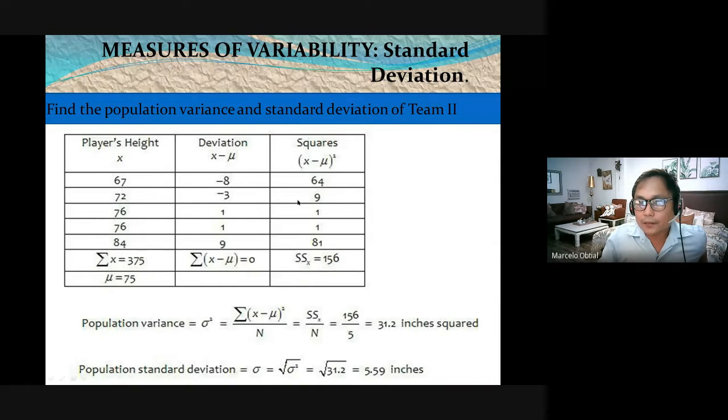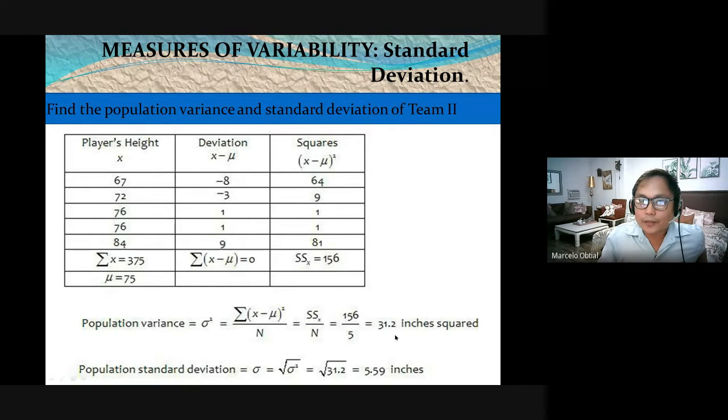After that, you need to get the squares of the deviations. Negative 8 squared will give you 64, negative 3 squared will give you 9, and so on and so forth. Then you get the summation of the squares of the deviations. It's 156. After that, you put that in your formula, which should use capital N. There are 5 players, so 156 divided by 5 is 31.2 inches squared.